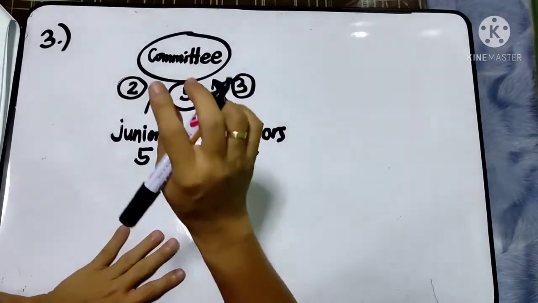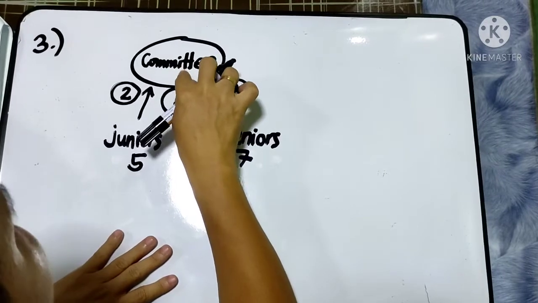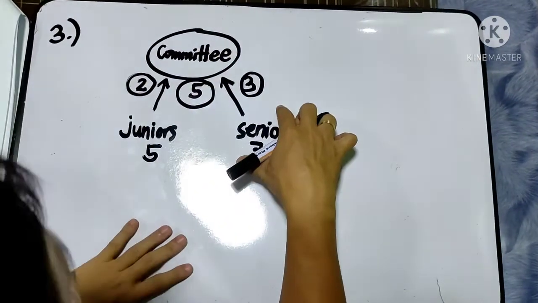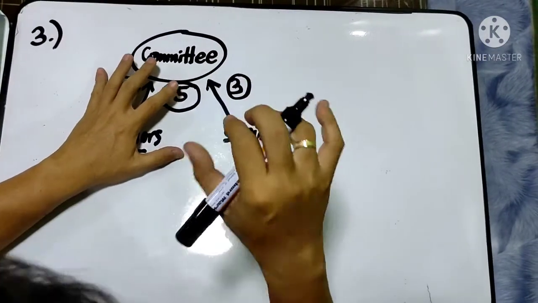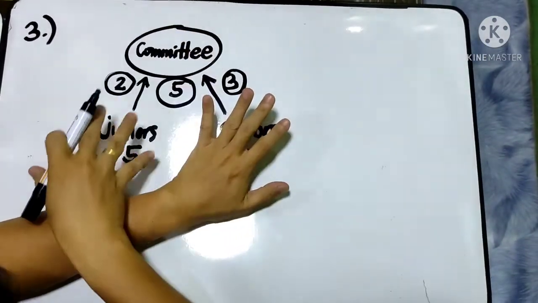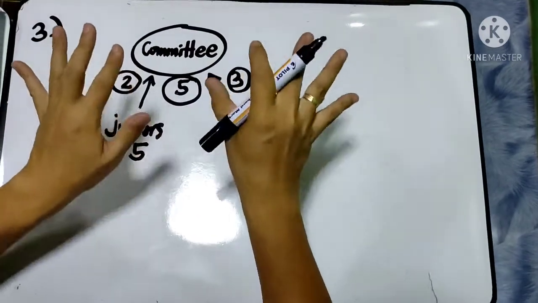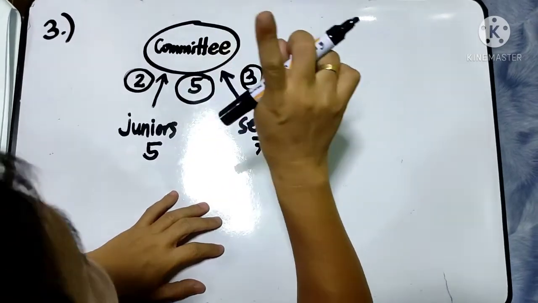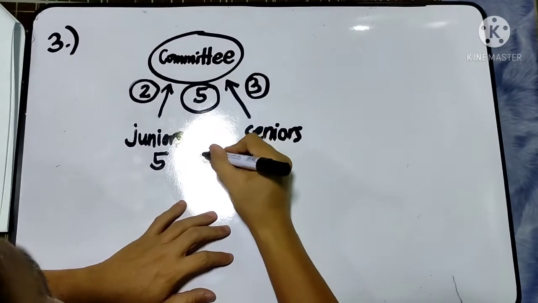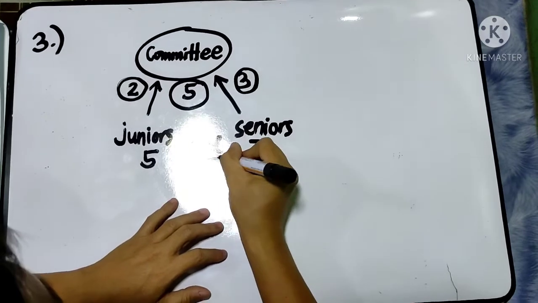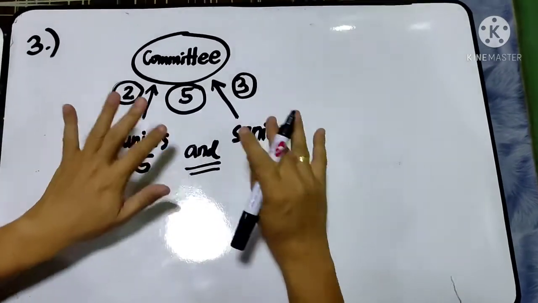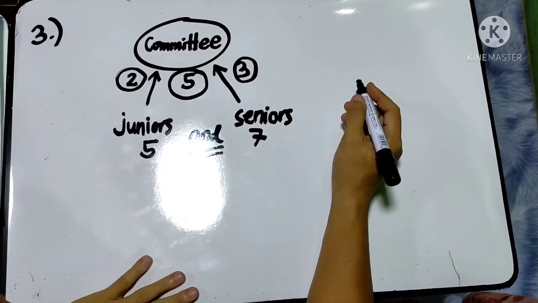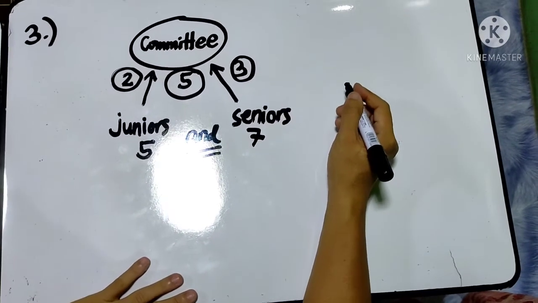So, in forming the committee, we need to get from juniors and seniors. Hindi po pwedeng sa seniors lang tayo kukuha. Hindi rin po pwedeng sa juniors lang tayo kukuha. Kailangan natin ang 2 grupo para mabuo natin ang committee. Pag ganyan, mayroong word na and. Pag mayroong word na and, meaning hindi po pwedeng isa lang sa kanila. Ang gagamitin nating operation ay multiplication.